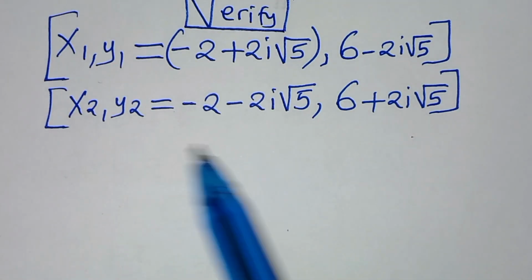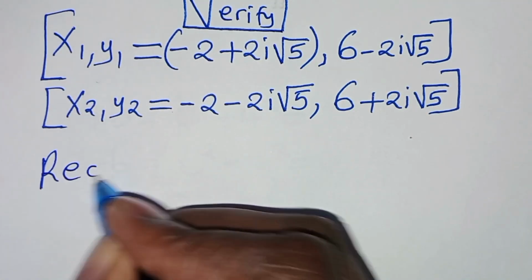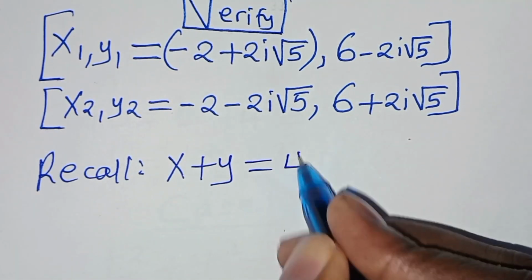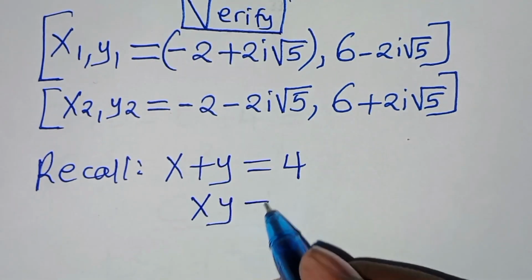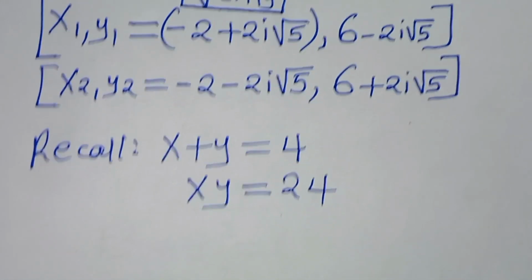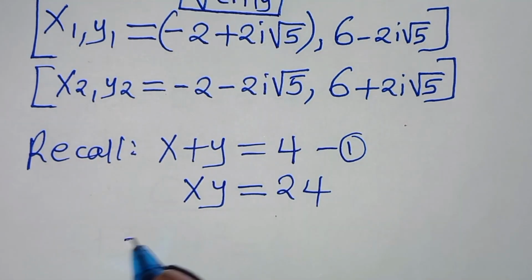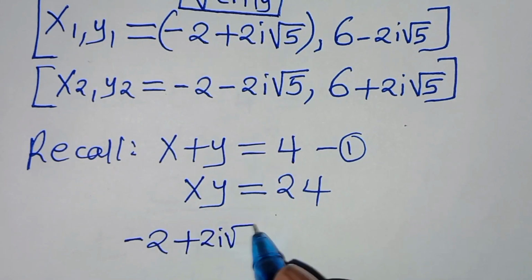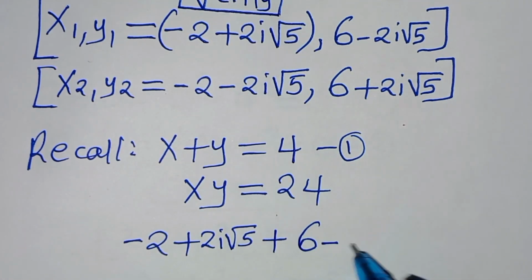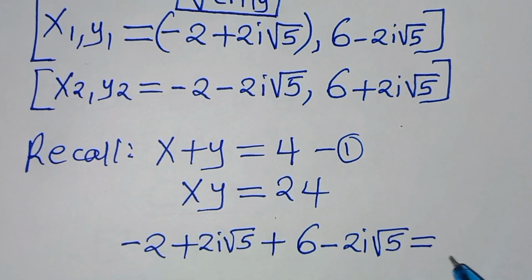Now let's verify that x1, y1 and x2, y2 satisfy the equations. Now if you recall here, we had x plus y equal to 4, and x times y should give us a value of 24. So let's substitute x1, y1 from the first equation here. So this implies that we have minus 2 plus 2i square root of 5 plus y, which is 6, subtract 2i square root of 5. This is supposed to give us a value of 4.